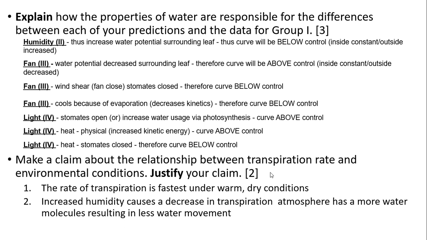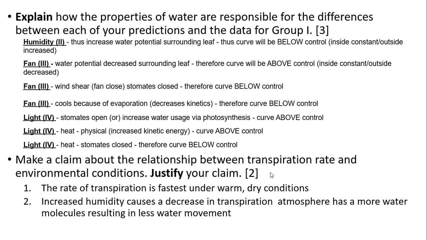With light, if you have light on there, you can cause it to increase water usage. The stomates are open. You need more water for photosynthesis, and so the curve would be above because you'd see more water going up and out. The other thing is with heat and increased kinetic energy, the curve is going to be above the control. And heat could also stimulate stomates to close, so it could be below it. So you guys can see here how it's set up, that lines 3 and 4 could either be above or below, but only humidity is going to be below the control.